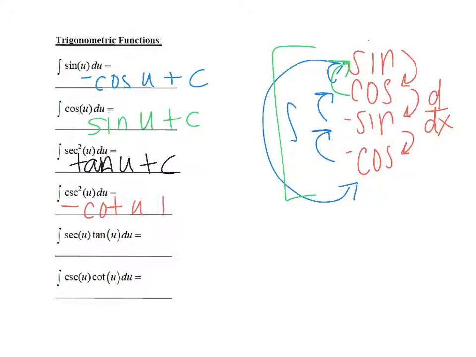The integral of secant u tan u, well, remember the derivative of secant is secant tan. So the integral of secant u tan u du is going to be secant of u plus c. And the integral of cosecant cotan with respect to u is going to be negative cosecant of u plus c. Okay, so if you know your derivatives really well, that will be very, very helpful in remembering your integrals for trig.